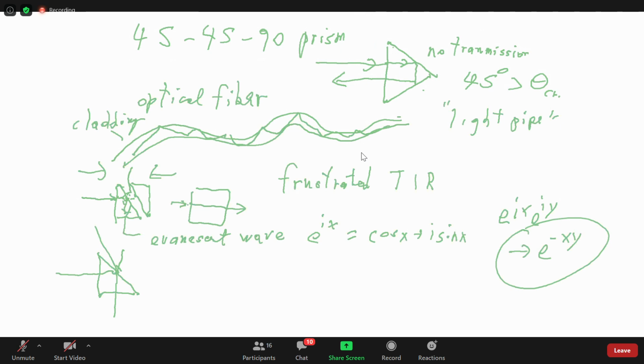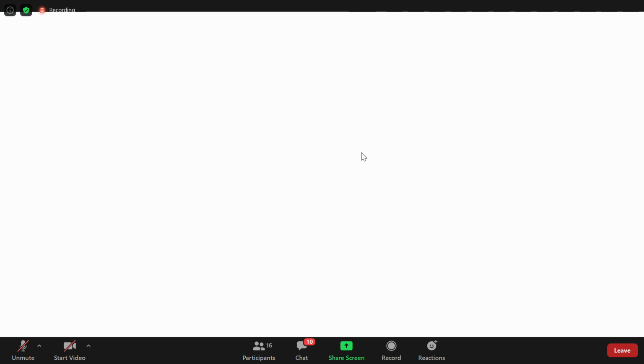Last thing I want to do today, I'll just set it up for you and we'll finish it on Monday. This is actually not in the book, but I think it's important enough. And that's called absorption.